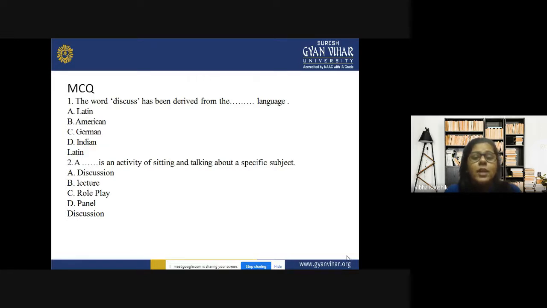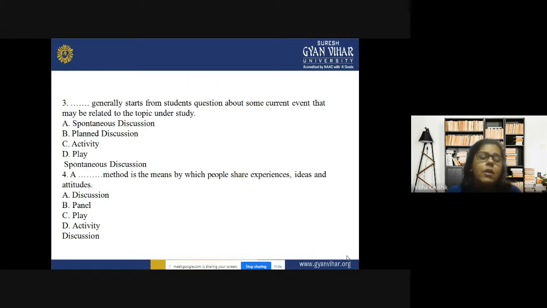A dash is an activity of sitting and talking about a specific subject. What do we call an activity in which the subject is just sitting and talking about a specific particular topic? Now the options are A discussion, B lecture, C role play, D panel. So the correct answer is option A, that is discussion.